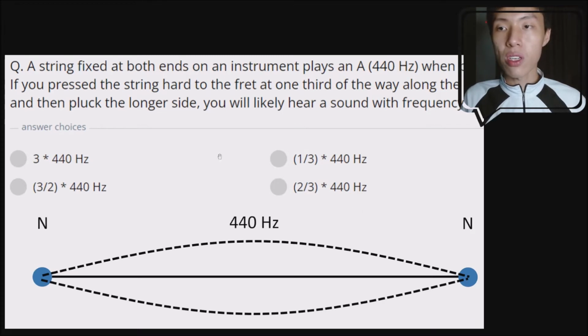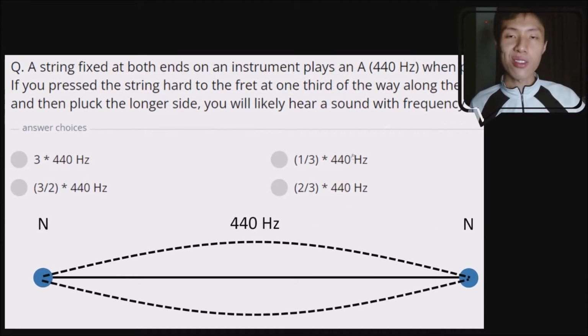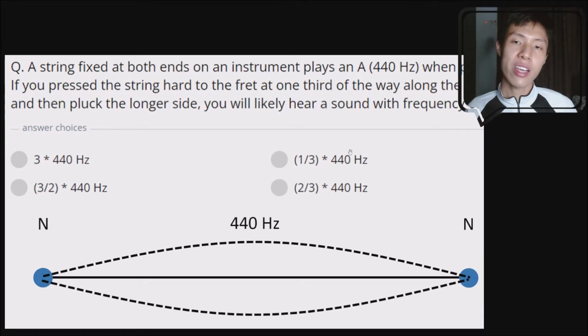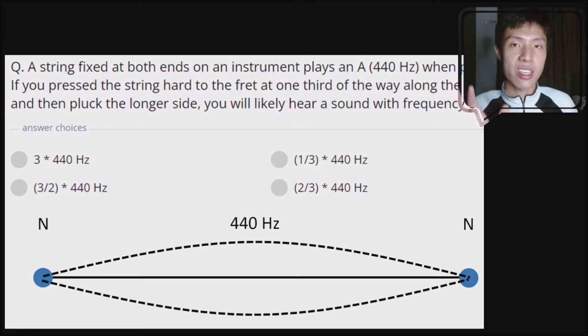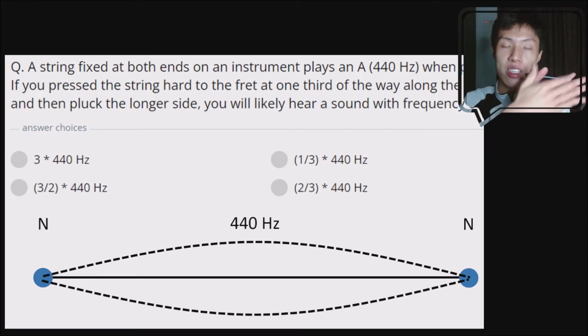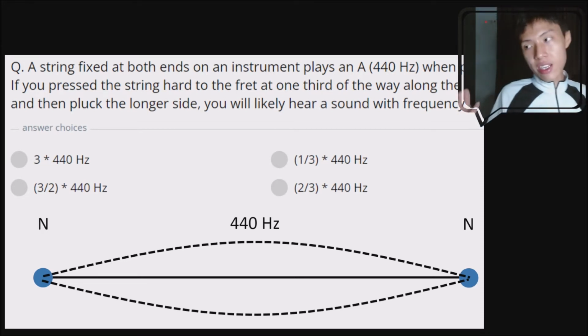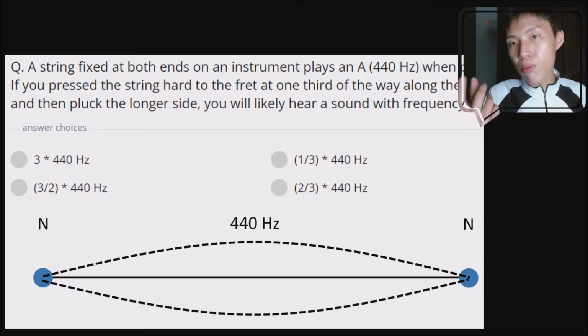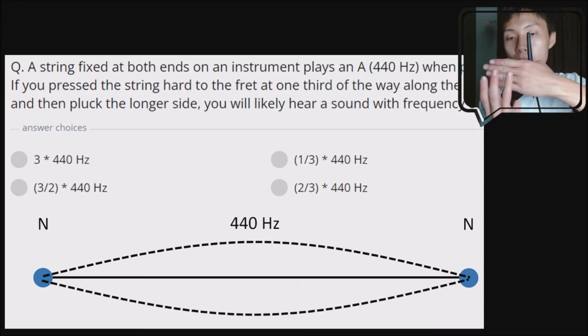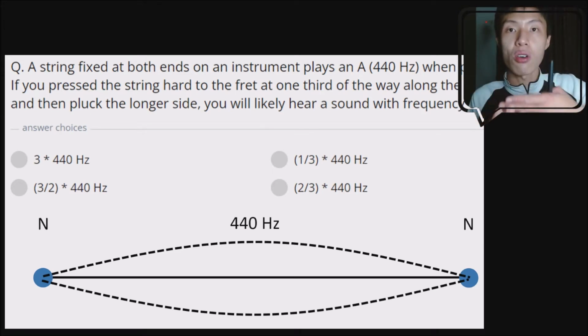Now, what you do is you press the string hard to the fret at 1/3 of the way along the string. If you don't play any string instrument, it might be difficult to understand this statement. But the fret is the board behind the string. If you play guitar, you need to press on the string in order to play different notes, right? You are pressing against a backboard, so it presses the string onto the board. That board is called the fret.